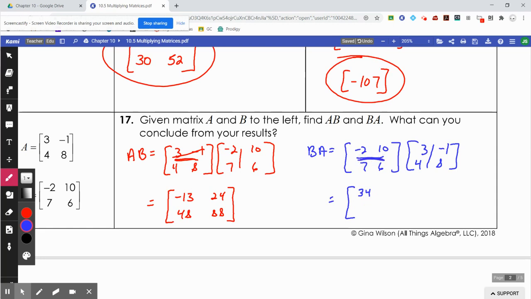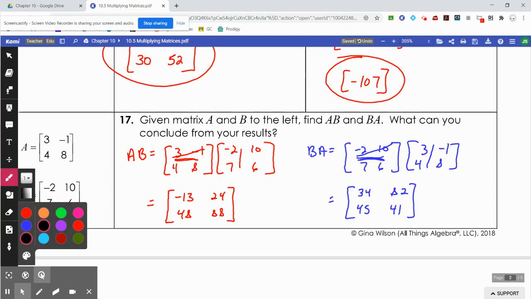First row, second column will be a 2 and an 80, which gives you 82. Move on to the second row, 7 with 3, 6 with 4 is a 21 and a 24, which is 45. And then second row, second column is negative 7 and 48, which gives you 41.